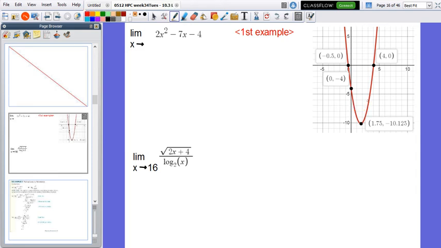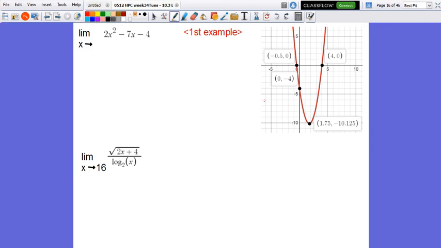Now, I want you guys to ask yourself, as x approaches 4 from both sides, in this particular graph, as x approaches 4 from the right side and from the left side, what does y approach? Well, the answer is pretty obvious. It's 0. Let me say that one more time. As x approaches 4 from the right side and left side, y approaches 0.